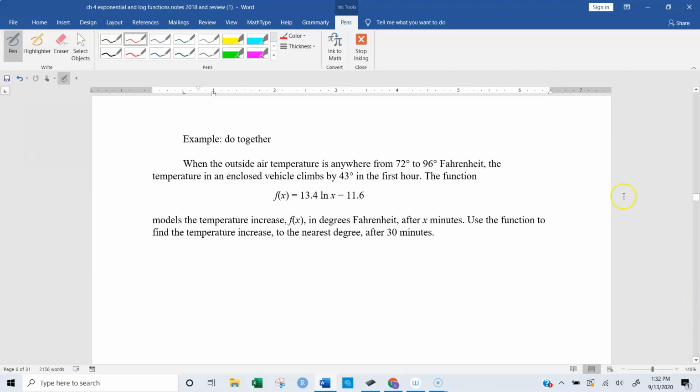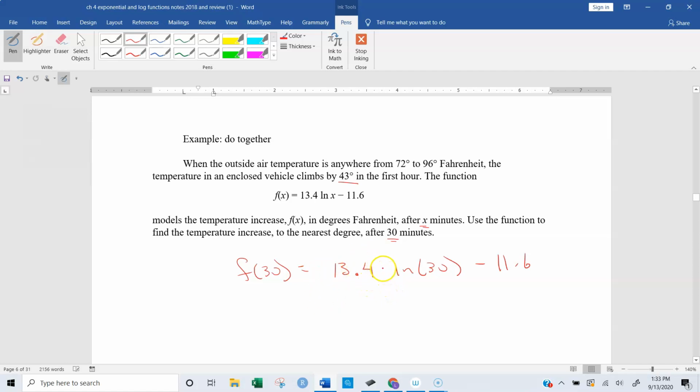So here we go. We have 70 to 49. Temperatures in closed vehicles climb 43 degrees in the first hour, which is quite a bit. The function models the temperature increase f of x in degrees Fahrenheit after x minutes. Use the function to find the nearest degree after 30 minutes. So they want us to find f of 30. So we do 13.4 times the natural log of 30 minus 11.6. You literally type it into your calculator like that.